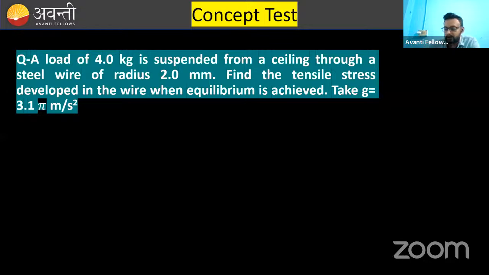I will give you 1 minute of time. Let's try to solve it. I am just giving you 1 minute. So just try to solve it out. This is a very basic question actually.